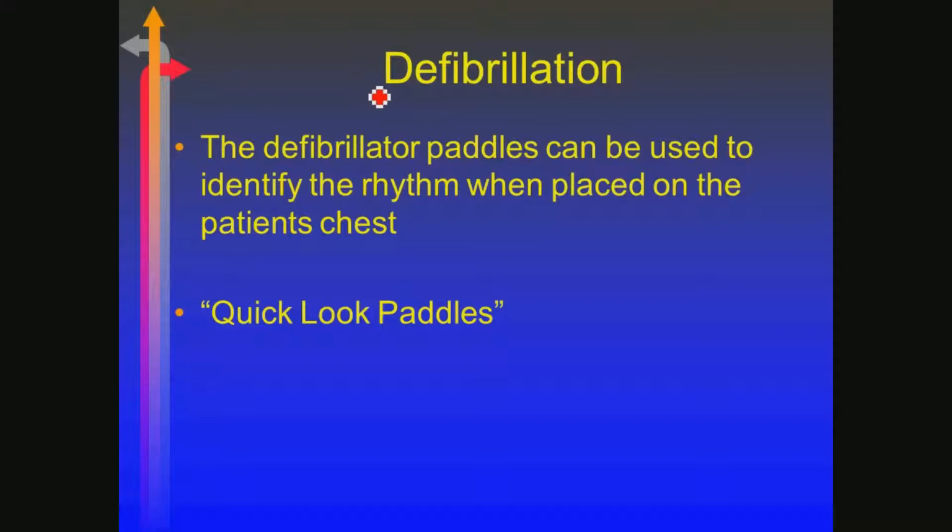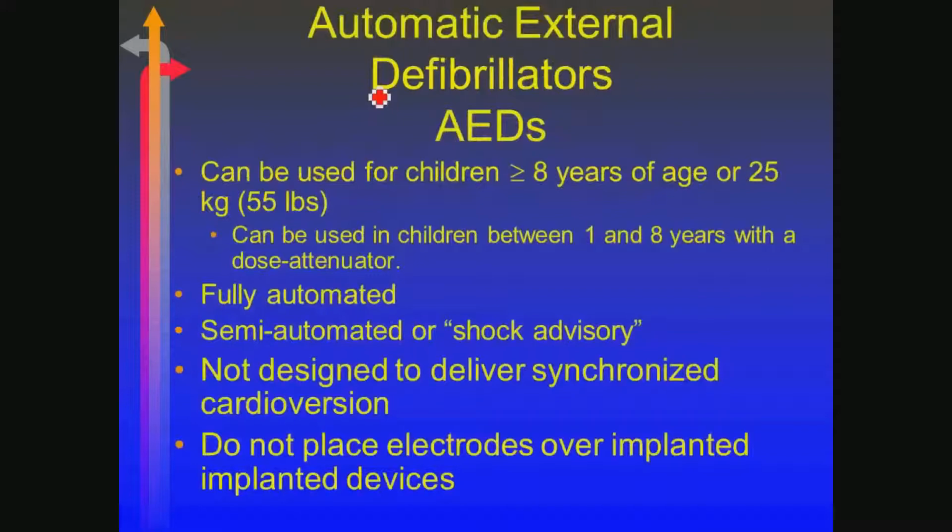We used to use, when we had the paddles, we could actually just put the paddles onto the chest and do what we call the quick look, to be able to identify them. Like I say, now we just use pads, so that's kind of dated. AEDs can be used on children above the age of 8, and can be used in a younger child if you have a dose attenuator present in the pads, so the AED understands that I'm dealing with a younger child versus an adult.